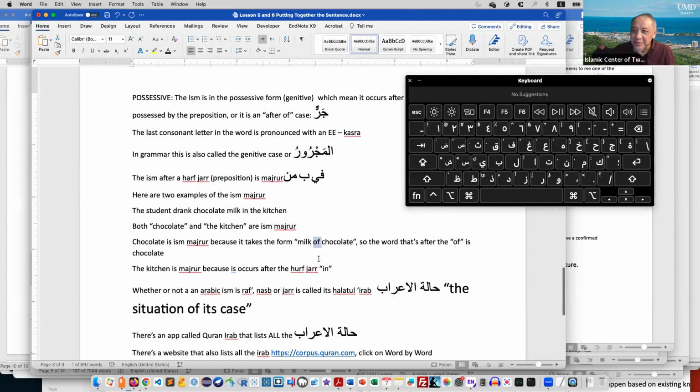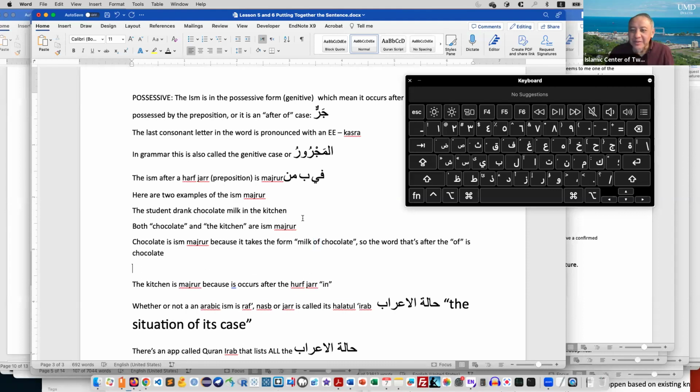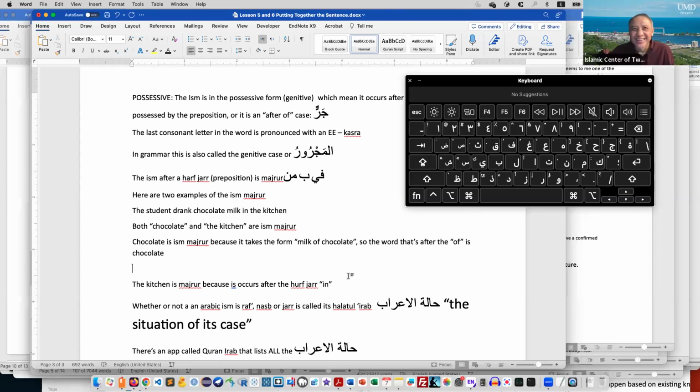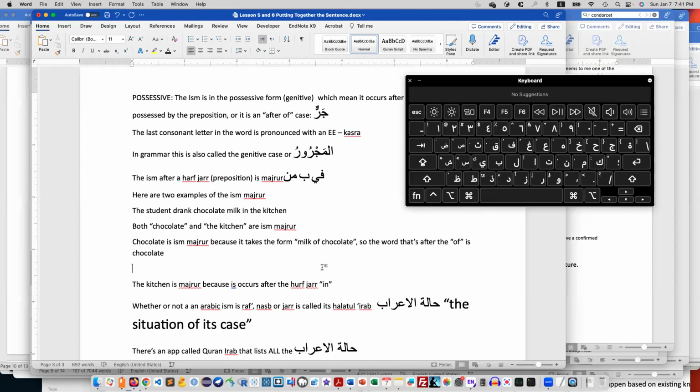Brother Abdul Rahman, or Mahfuz, how do you say chocolate milk in Arabic? Let's see if we can write it down here. We're testing our teachers. We're doing milk of chocolate, meaning mudaf and mudaf ilay. I'll need Brother Mahfuz's help here. Shouldn't it be halib chocolate? Yeah, halib chocolate.